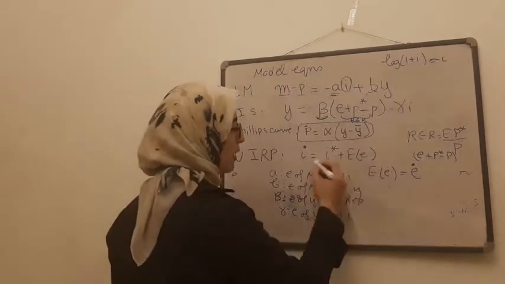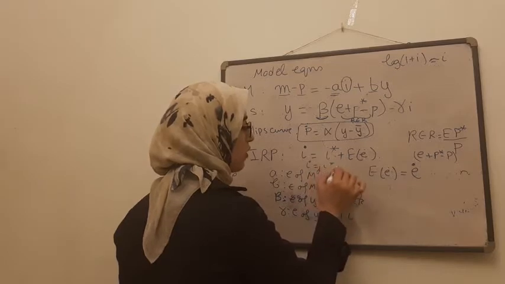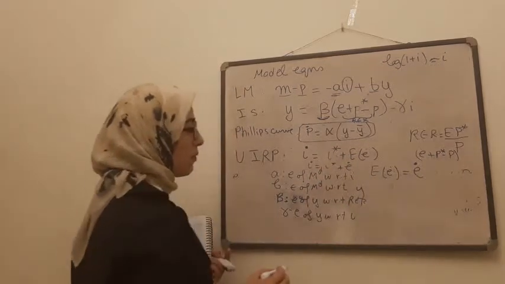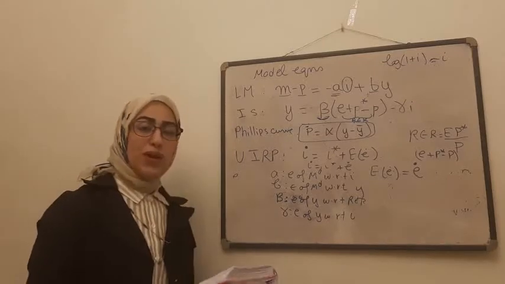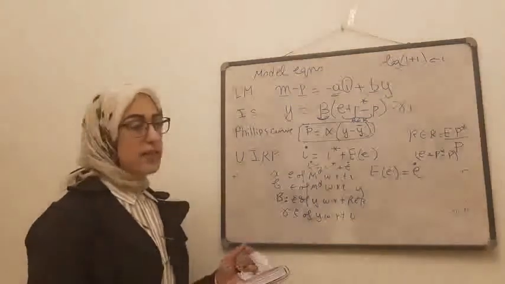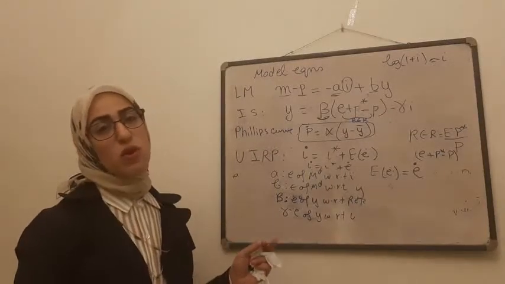So we can replace this uncovered interest rate parity by writing E equals I star plus E dot. Okay, now what we're going to do next is find the long run values of the variables.